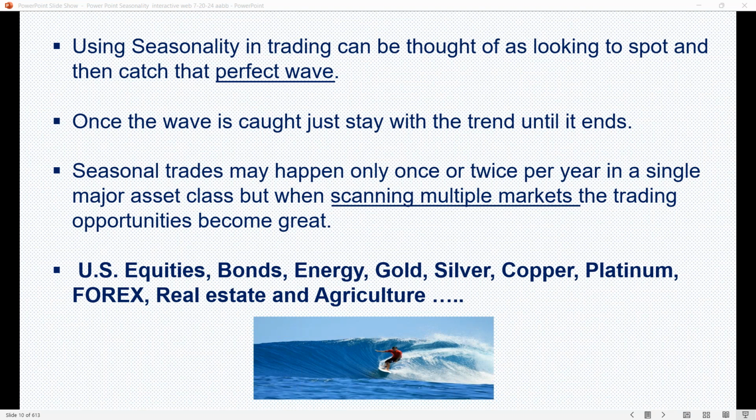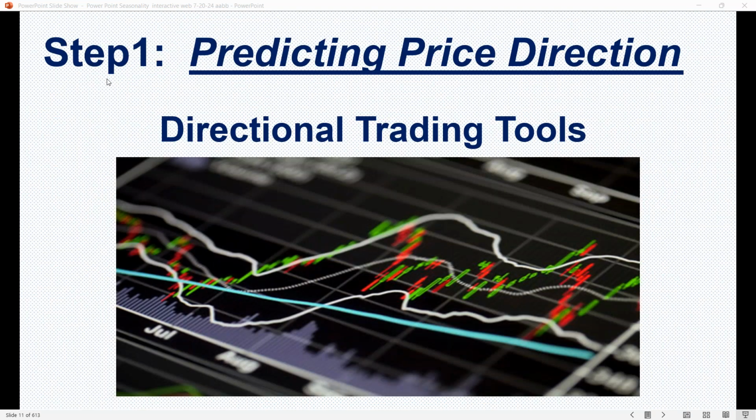So we can scan and look for seasonal trends in the U.S. equity markets, the bond markets, energy, gold, silver, copper, platinum, forex, real estate, agriculture. These are seasonal tendencies that happen all across the board. So then it gives you a big list that you can work from. Now, step one then is predicting the price direction.